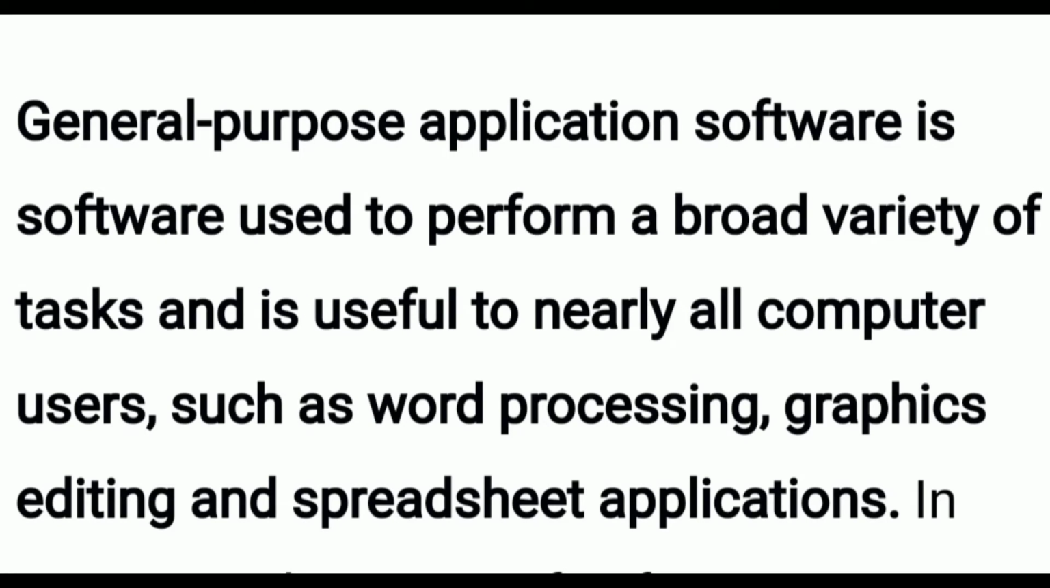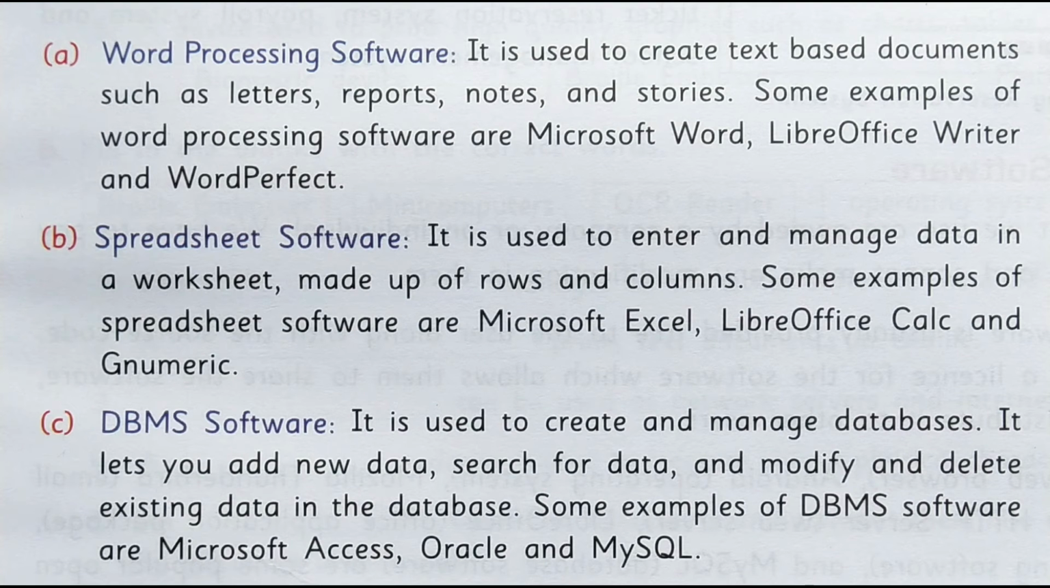What is a general purpose application software? General purpose application software is software used to perform a broad variety of tasks and is useful to nearly all computer users, such as word processing, graphics, editing, and spreadsheet applications. Word processing software. It is used to create text-based documents such as letters, reports, notes, and stories. Some examples of word processing software are Microsoft Word, LibreOffice Writer, and WordPerfect.